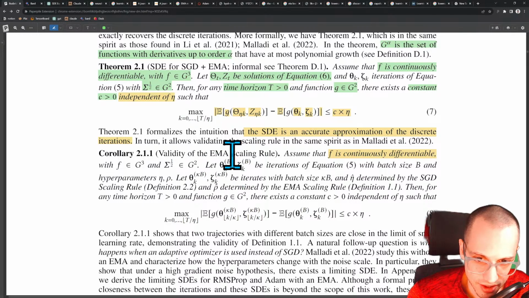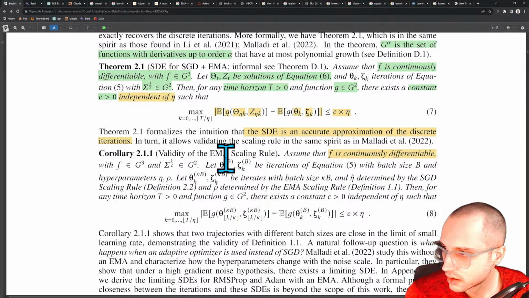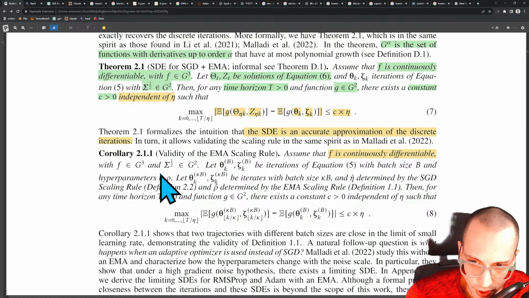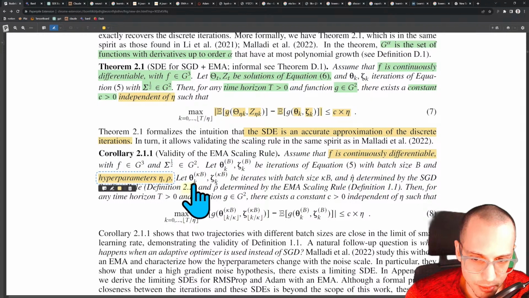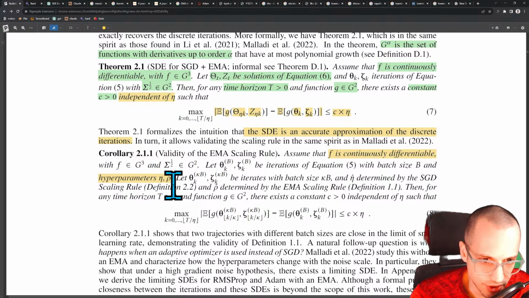Okay, let theta k and eta k be, where b is the training data set, right? It's the set of all mini batches. Be iterations of equation 5 with a batch size b and hyperparameters eta and rho. So far, you basically have these two hyperparameters here. You have the learning rate, and then you have the momentum of your optimizer. And the momentum of the optimizer, that makes it sound like it's just one number, but usually it's a couple different numbers, and it's going to depend on which optimizer you're using.